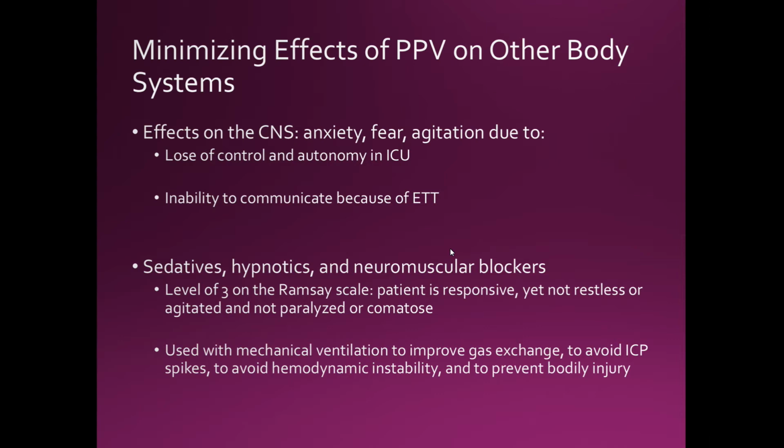Sedatives, hypnotics, and neuromuscular blockers. We'll go into this a little bit more in detail probably later on. If not, I'll pull Pilbeam, which has a good chapter on this. You have something called a Ramsay score. If you have a level of 3 on the Ramsay score, your patient is responsive, they're not restless, so they are awake, alert, oriented. Okay. With these types of medications, they're used with mechanical ventilation to improve gas exchange, to avoid ICP spikes, to avoid hemodynamic instability, and to prevent bodily injury. The reason why is because we knock them out.